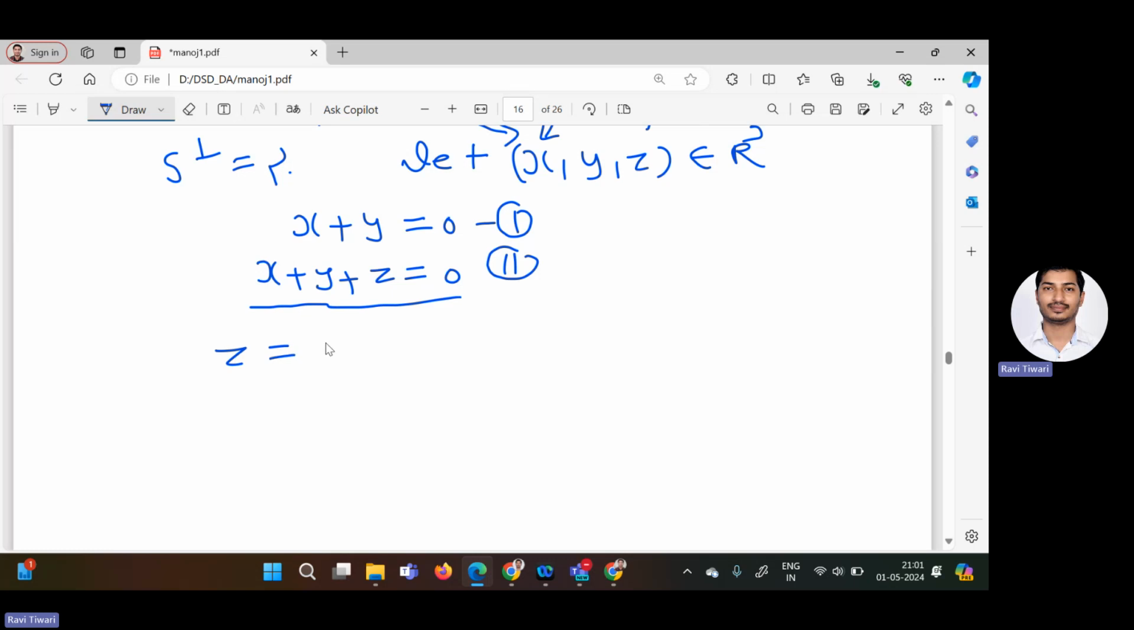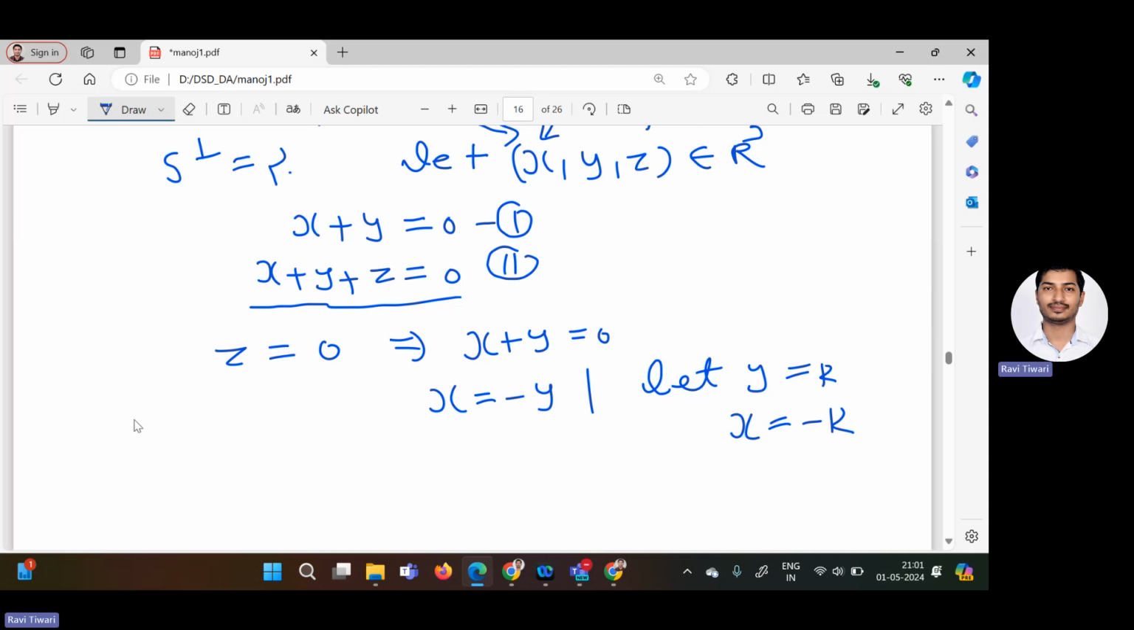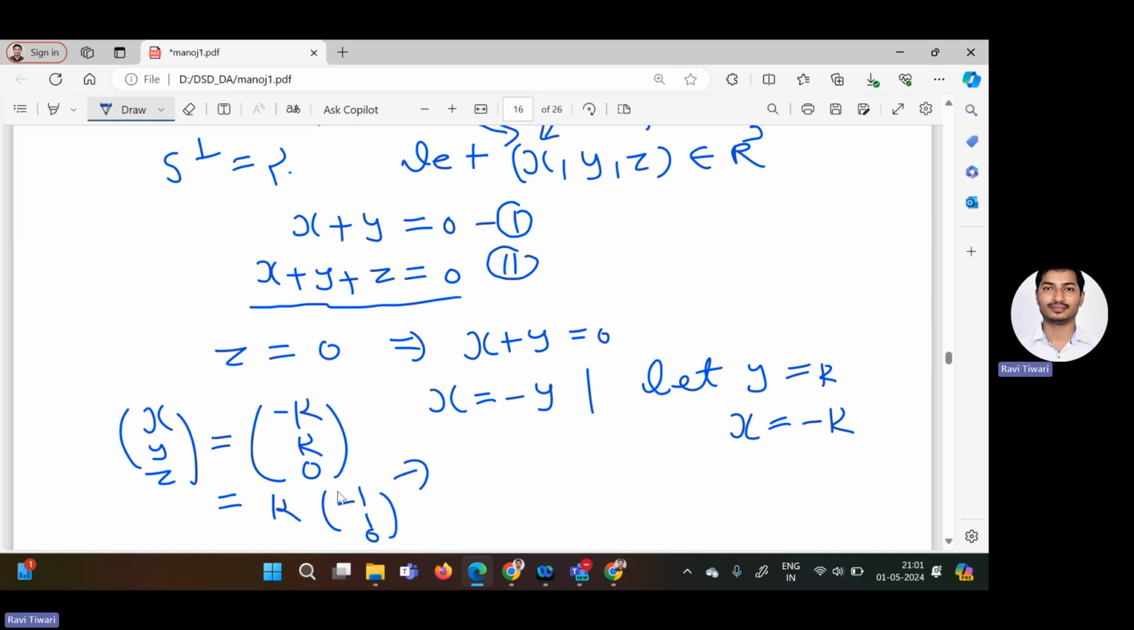So this will imply z equal to what? 0. If z equal to 0, then because x plus y equal to 0, this will imply x equal to minus y. So we can let y equal to some random vector k. So x will be what? Minus k. So what will be the basis? X, y and z. X is minus k, y is k, and z we got 0. So all the vectors are of this form: minus 1, 1, and 0. So this is the basis for the orthogonal complement, S complement: minus 1, 1, 0.